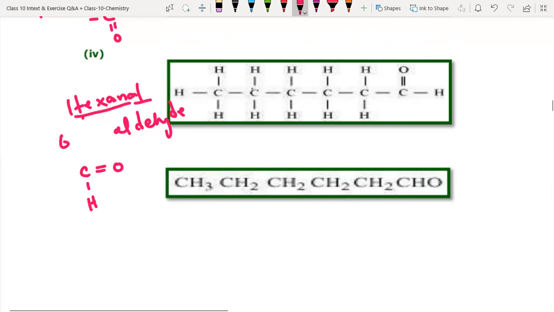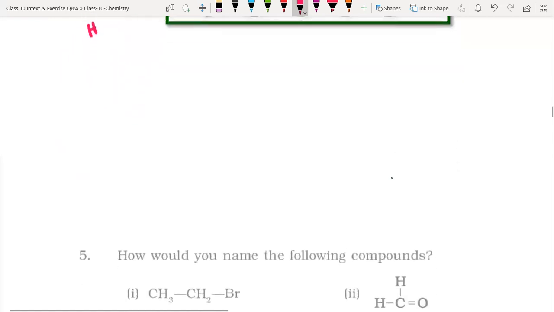Now you see, hex means 6: 1, 2, 3, 4, 5, 6, and it is an. An in the sense of single bonds between carbons. Like this, you can draw single bonds. And al stands for aldehyde. For aldehyde, double bond O, single bond H. Here you can find double bond O, single bond H. Like that, you have to draw structures.